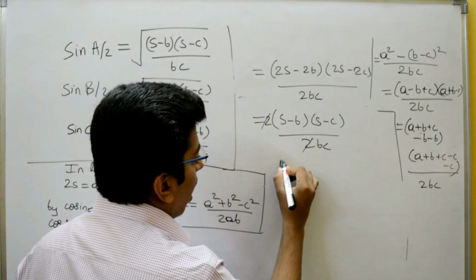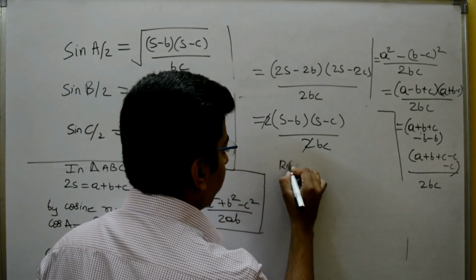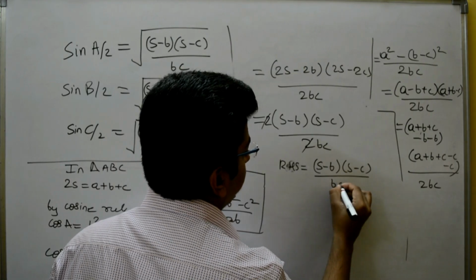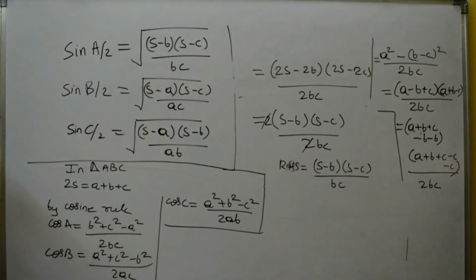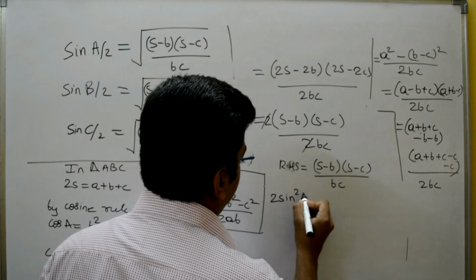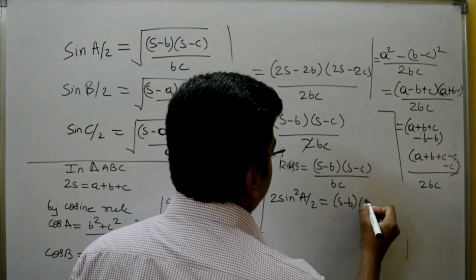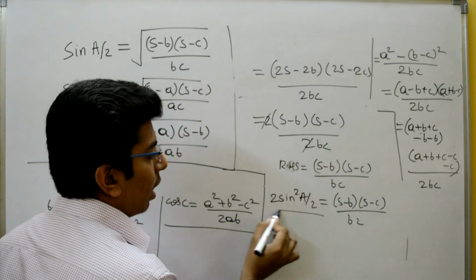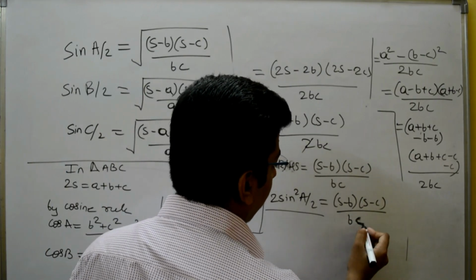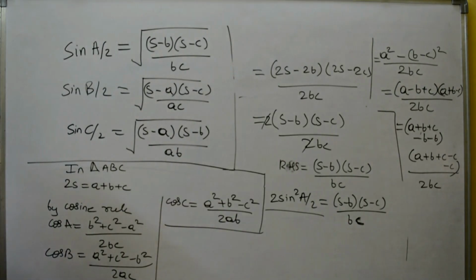Okay, so our RHS will be s minus b, s minus c upon bc. But what was our LHS? Our LHS was 2 sin square A by 2 is equal to s minus b, s minus c upon bc. Now this is our LHS, which we solved, and this RHS came after solving. So we compared both LHS and RHS. Now when we compare the two, then this step comes.